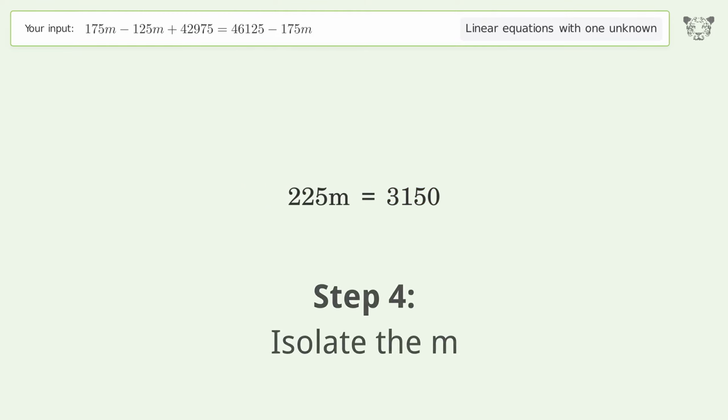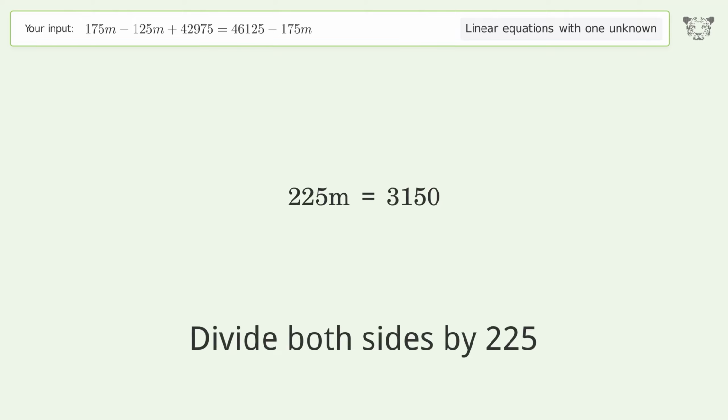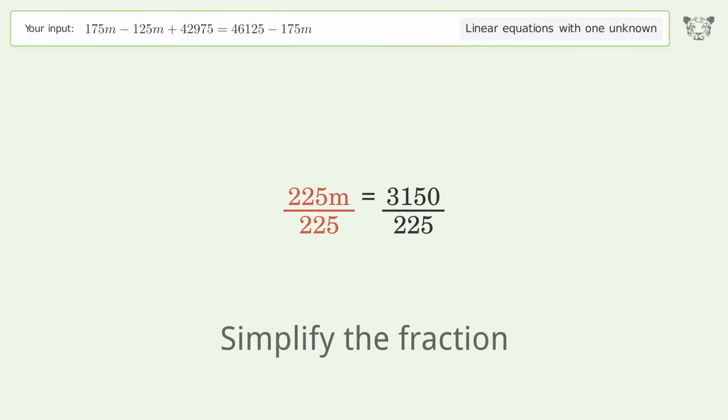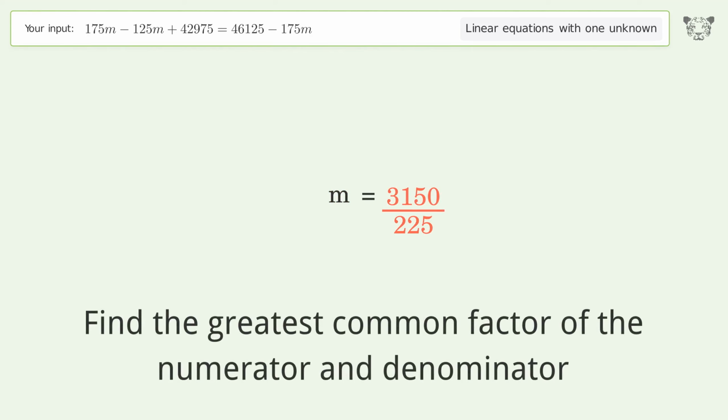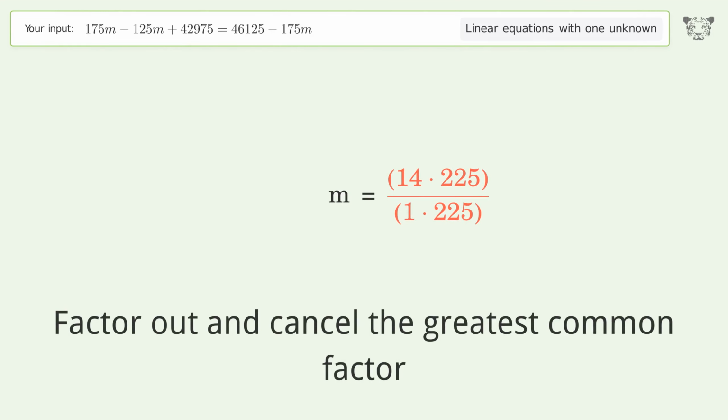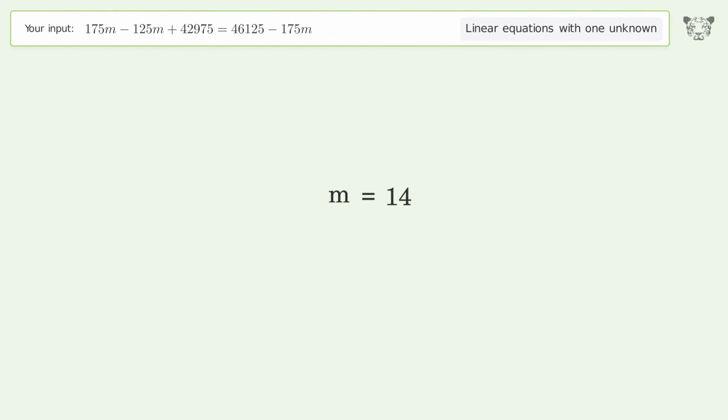Isolate the m. Divide both sides by 225. Simplify the fraction. Find the greatest common factor of the numerator and denominator. Factor out and cancel the greatest common factor. And so the final result is m equals 14.